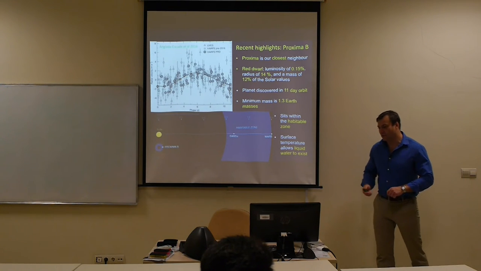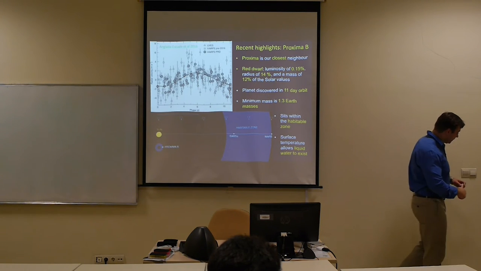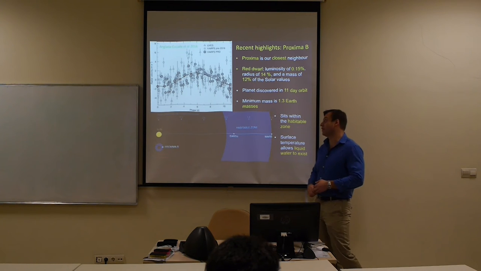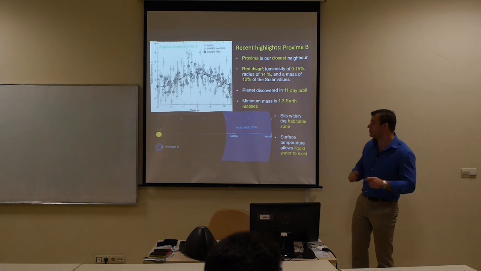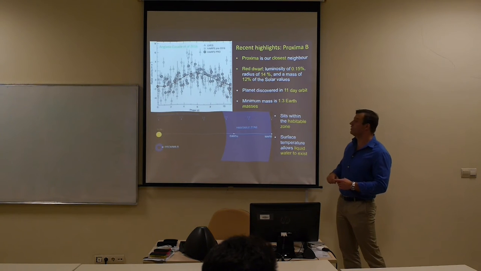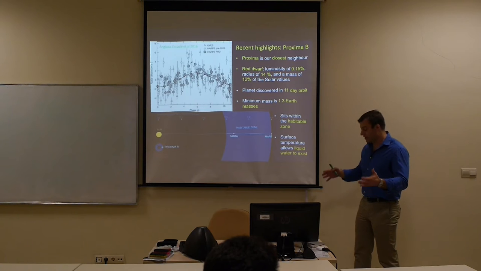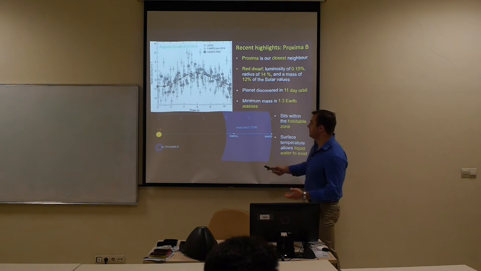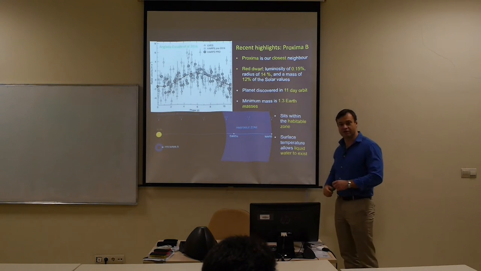Right. So one of the recent, very exciting highlights from this radial velocity technique is the discovery of a planet around our closest stellar neighbor, Proxima Centauri, located about four light years away from us. It's a small star. Its luminosity is just 0.15% of the solar, with a small radius and small mass, but it's the closest thing that we have to us.